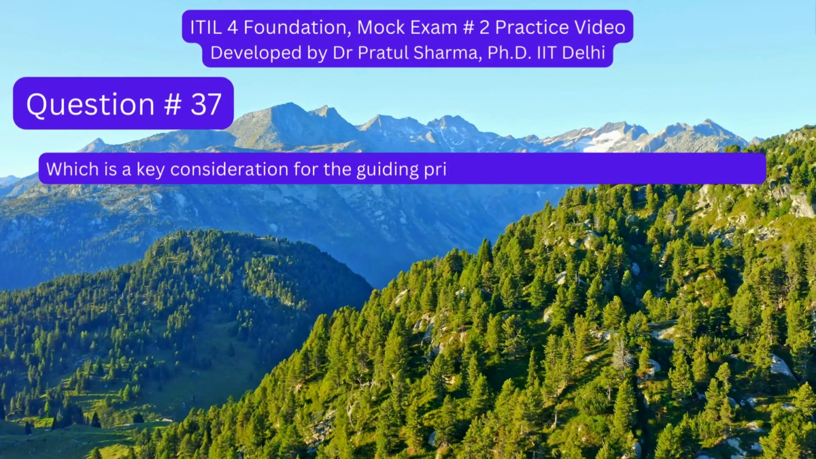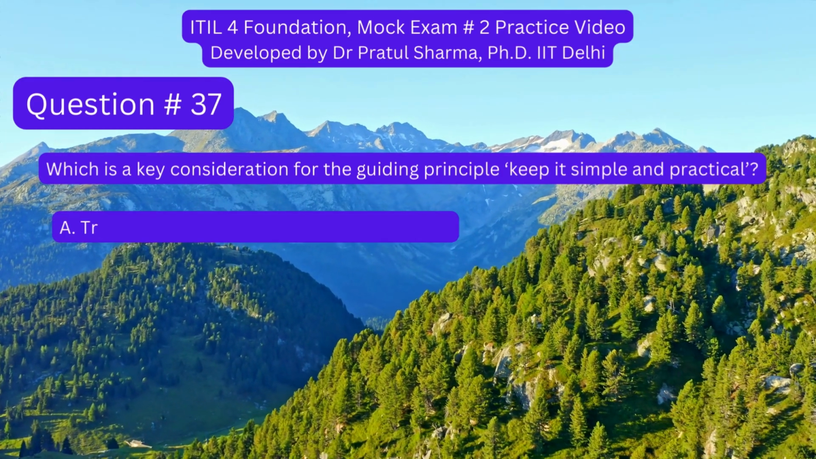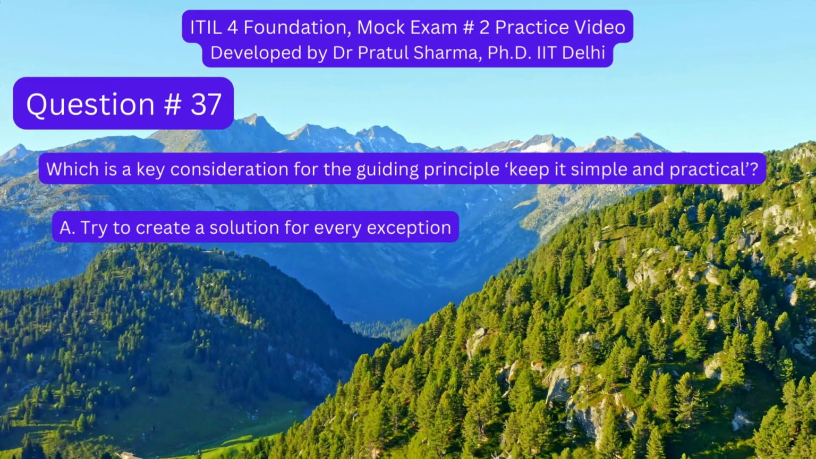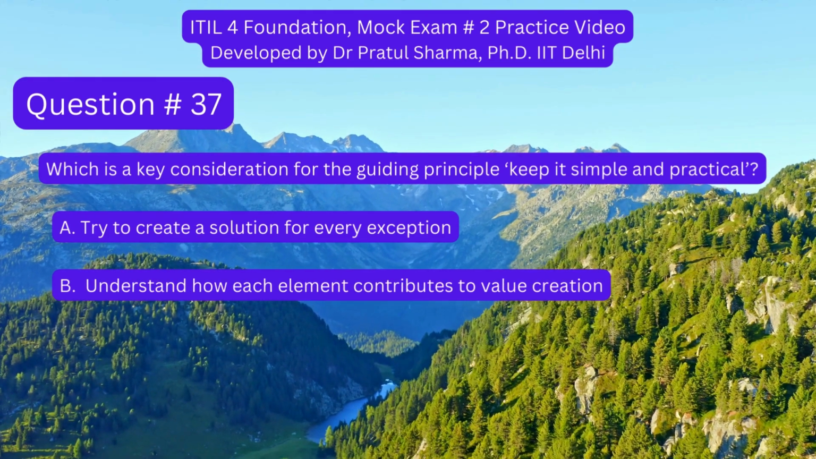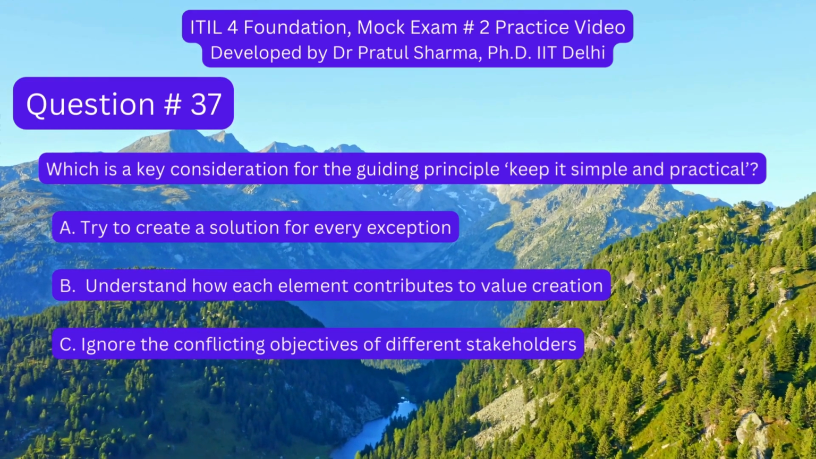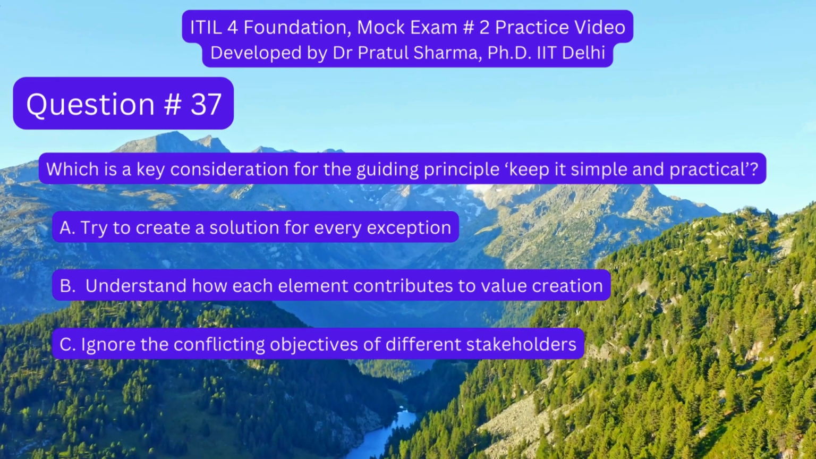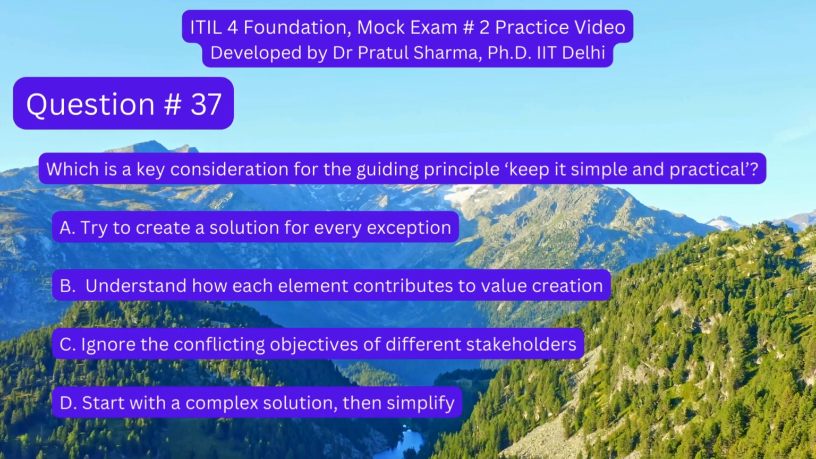Which is a key consideration for the guiding principle, keep it simple and practical? A. Try to create a solution for every exception. B. Understand how each element contributes to value creation. C. Ignore the conflicting objectives of different stakeholders. D. Start with a complex solution, then simplify.